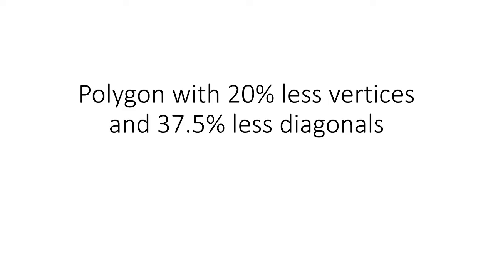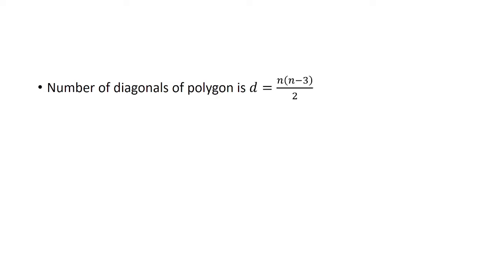If you reduce the number of vertices of a convex polygon P by 20%, the number of diagonals also decreases by 37.5%. How many vertices do we have? Okay, well, first, the number of diagonals, denoted by D, is n times (n minus 3) over 2. So if I multiply both sides by 2 and distribute the n over here, we have n squared minus 3n is equal to 2d.